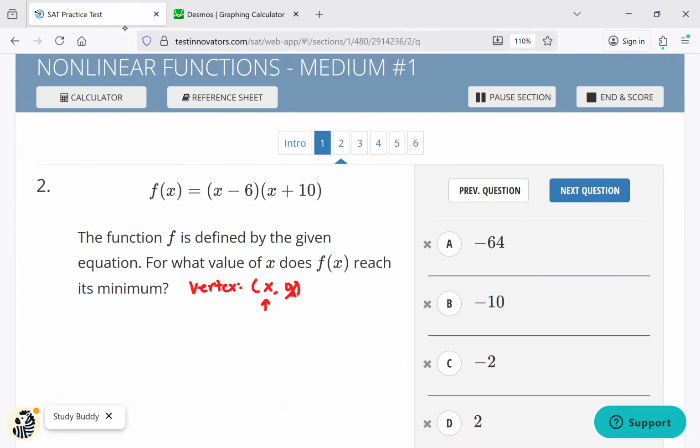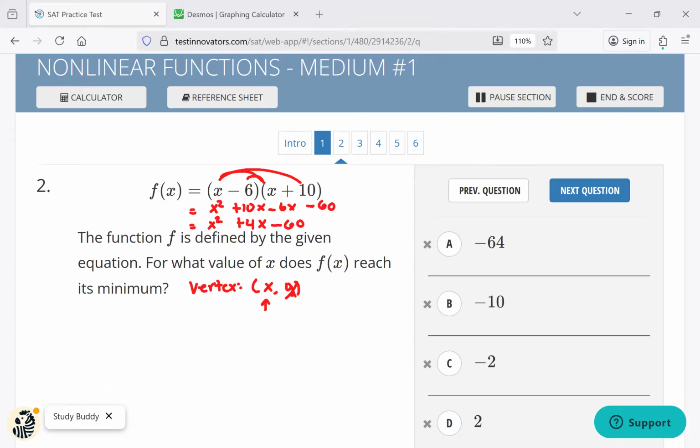There's a way you could do it algebraically. What I would do is, to find the x value of the vertex, just FOIL this out. It's going to be x squared plus 10x, minus 6x, minus 60. And that gives you x squared, and 10x minus 6x is 4x, minus 60.